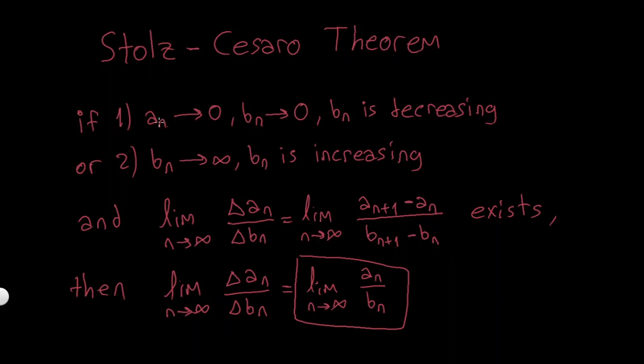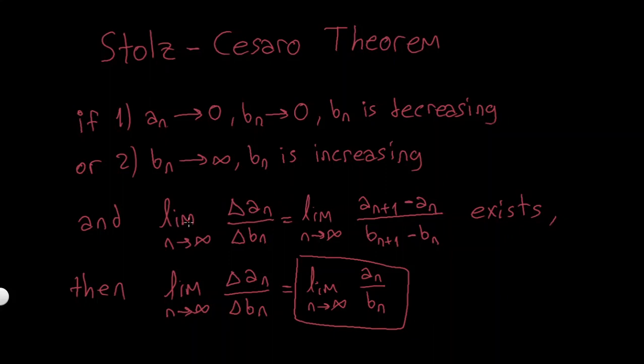So we have two cases, like in the normal limits. If both of them go to 0, and we also have an extra condition, bn is decreasing, or if bn goes to infinity and it's increasing. So it's like 0 over 0 and infinity over infinity. And if you remember from functions, we had L'Hopital's rule. And here it's almost exactly the same, and we have discrete L'Hopital's rule, and I will also explain a bit what this delta means.